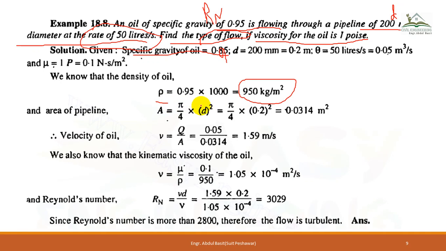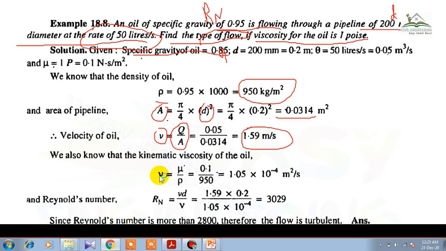If the diameter is given, you can determine the area as well, and once the area is determined, you can determine the velocity by using the continuity equation, discharge divided by area. This will be the velocity of the oil. Once the velocity is determined, you can find out the kinematic viscosity as well. How can you determine the kinematic viscosity?